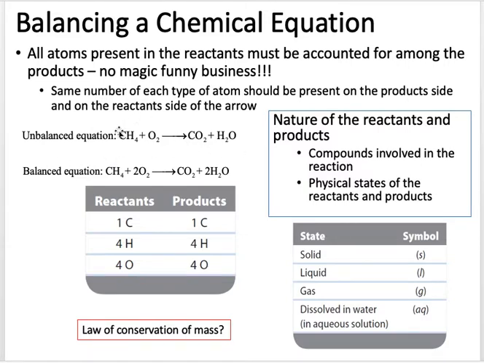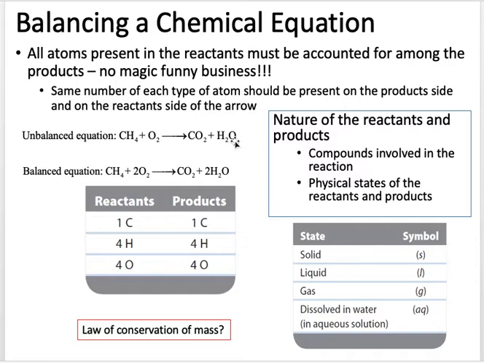So we may just know something like this: methane plus oxygen yields carbon dioxide and water. And that's a good starting point. However, when we start looking at it, I see I have 1 carbon on this side, 1 carbon on this side. I see 4 hydrogens on this side. I only see 2 hydrogens on this side. And I see 2 oxygens on this side. And I see 3 oxygens on this side. So I know this is not a balanced chemical reaction.